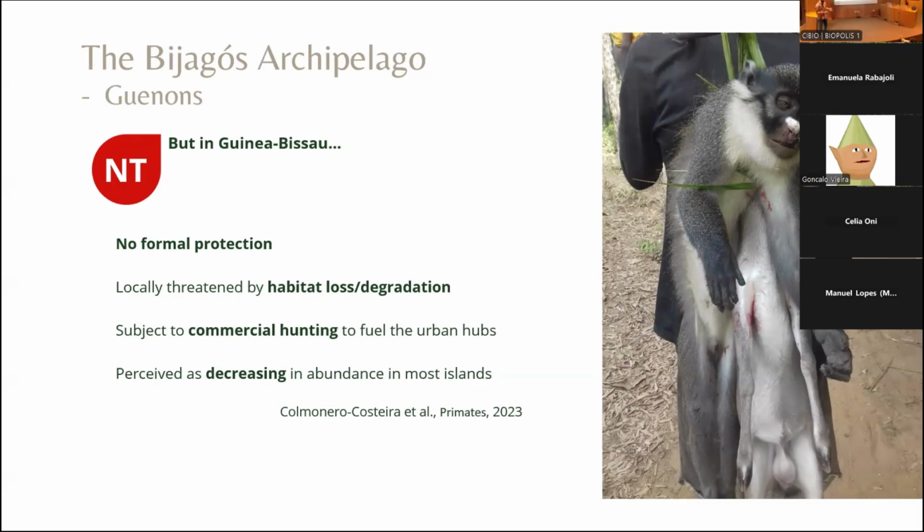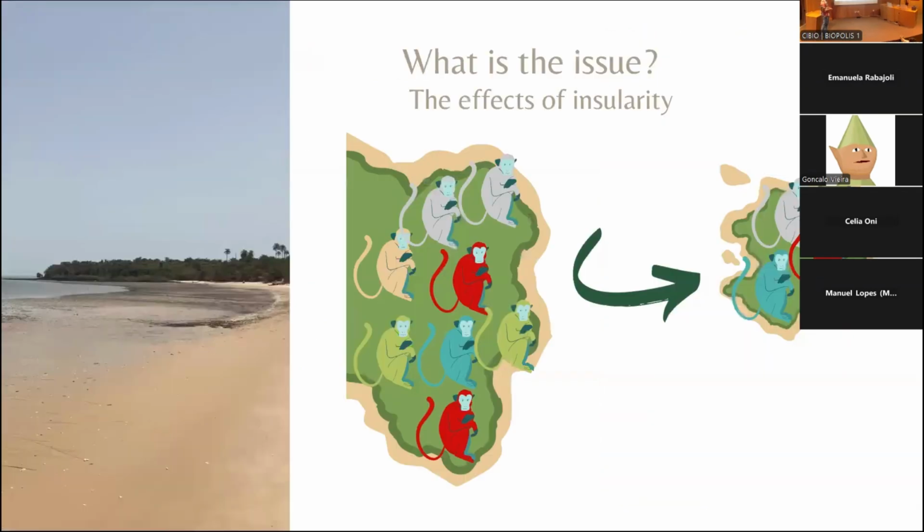So we knew that subsistence hunting happened on these populations, but because the demand in mainland Guinea-Bissau is quite high for primate bushmeat or wild meat, we found that they are shipping some monkeys into the mainland. And by doing some interviews, we realized that they are perceived as decreasing. So local human populations say that the monkeys are disappearing and becoming rarer.